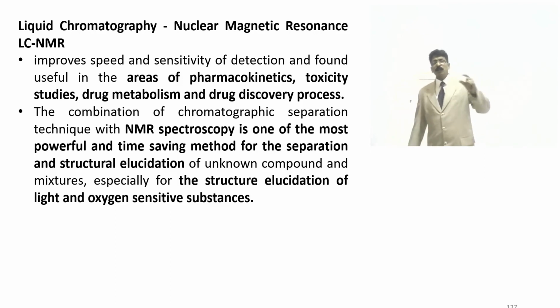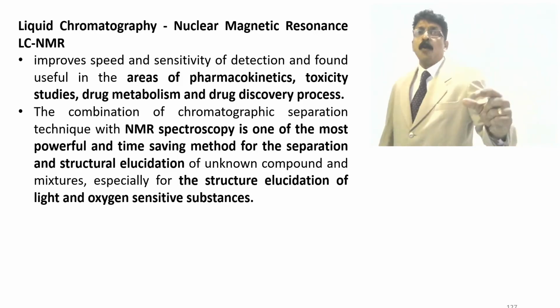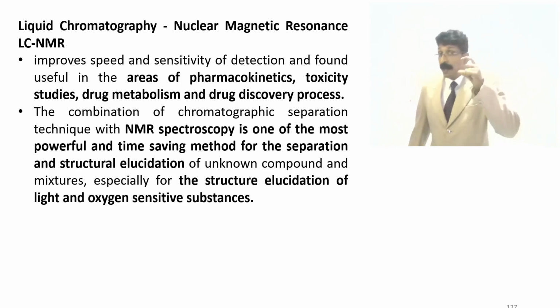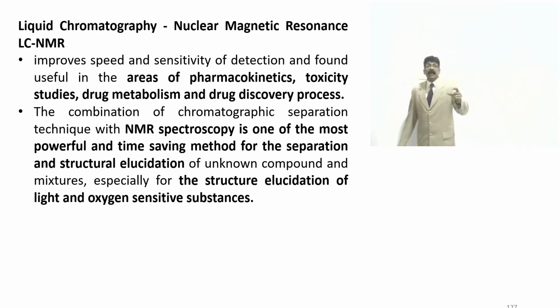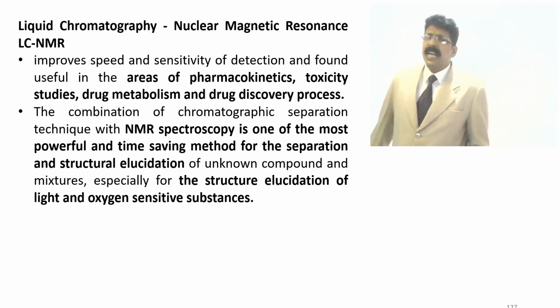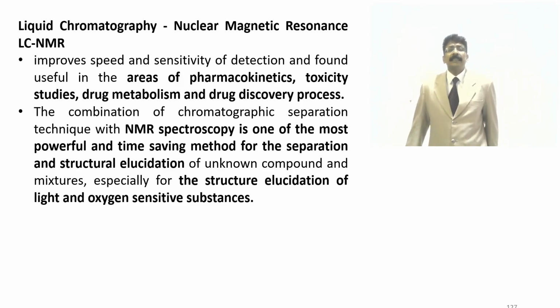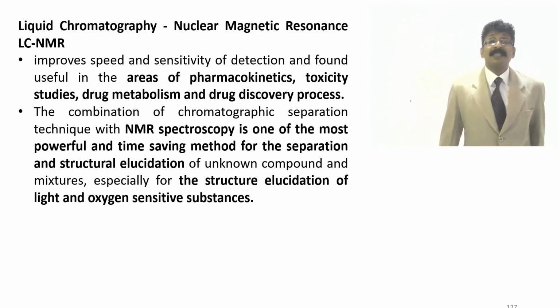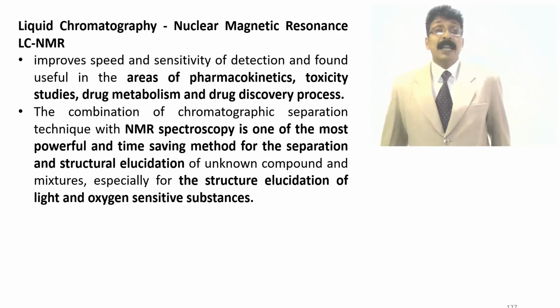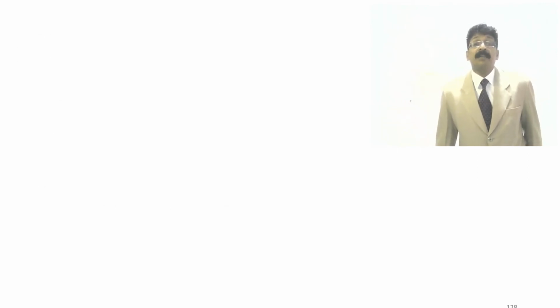When you are doing structural elucidation, the compound is getting separated and immediately it gives details about the number of hydrogen atoms, carbon atoms and nitrogen atoms. So this type of interlinked spectroscopy will be helpful for unknown compounds and mixtures, and specifically the structural elucidation of light and oxygen sensitive substances can be done very easily.